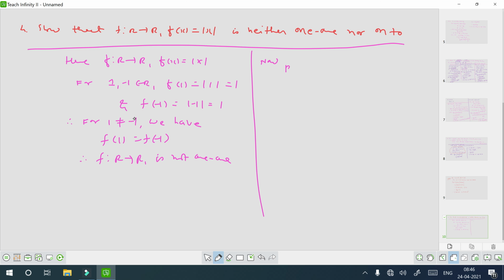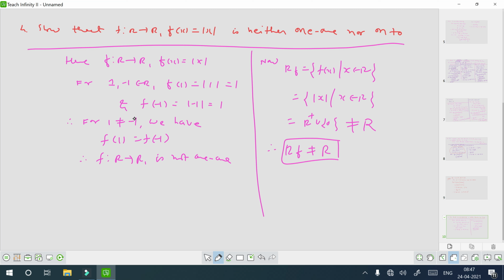Now, find out the range. Range of f is equal to f of x, x belongs to R, and that is equal to modulus of x, x belongs to R, which is nothing but R plus union 0, the non-negative numbers, which is not equal to R. So range of f is not equal to R, and therefore f from R to R is not an onto function, or is not a surjective function. Clear? Yes.